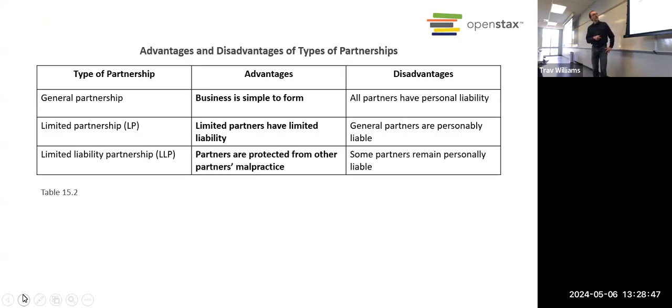So, quick overview of these 3 forms. There are other forms of partnership as well, but these are the most common. General partnership is easy to start, easy to form. In a limited partnership, the limited partners have limited liability. In a limited liability partnership, partners are protected from other partners' malpractice and debts.